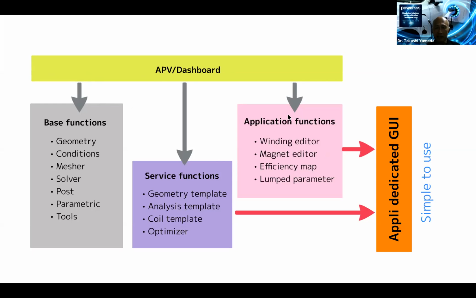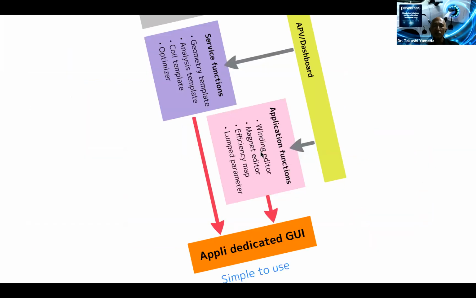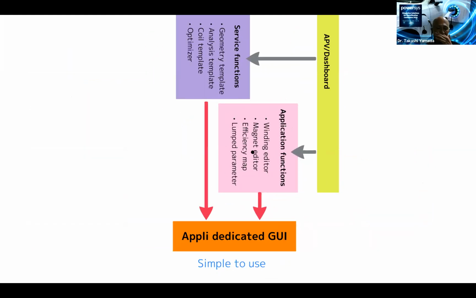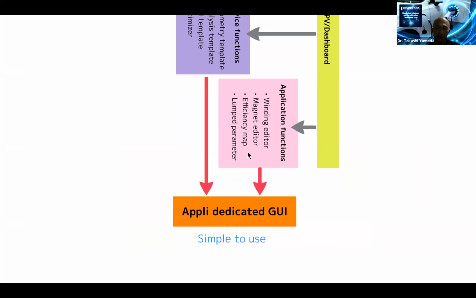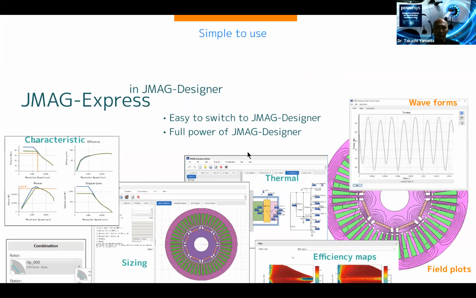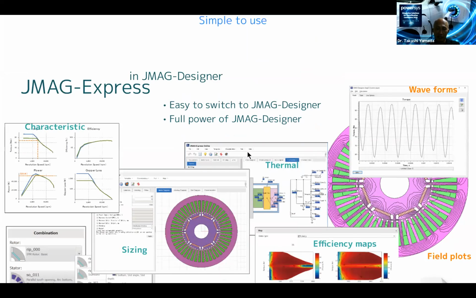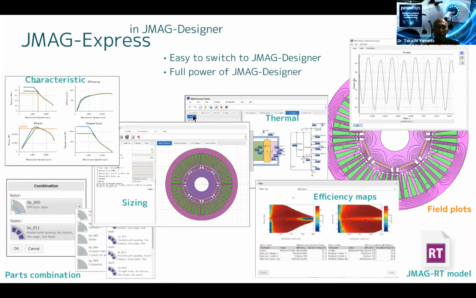Then we have another idea. Since we have this kind of very high-level function, probably we could make an application-dedicated GUI to make it simple to use. This is another idea. That is actually JMAG Express, but it's different from today's JMAG Express. It's more powerful. This JMAG Express is actually JMAG Designer, as I explained. This new GUI is just the face of JMAG Designer. Of course, it covers the existing functions of JMAG Express.